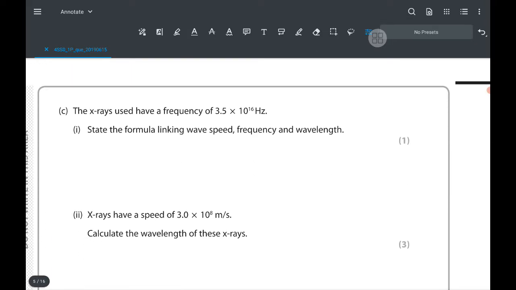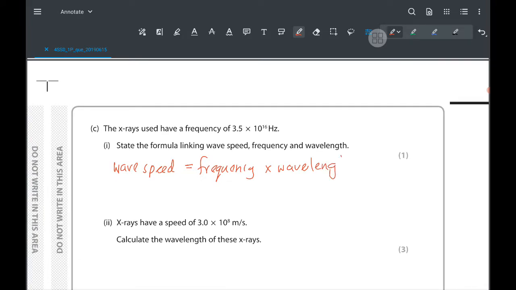Next question. The X-ray used has a frequency of 3.5 × 10^16 Hz. State the formula linking wave speed, frequency and wavelength. This is a very famous equation, the wave equation. So we'll write down wave speed equals frequency times wavelength. I would recommend you to write the word equation, but if you have written v equals f lambda it is also correct, but the word equation would be better.